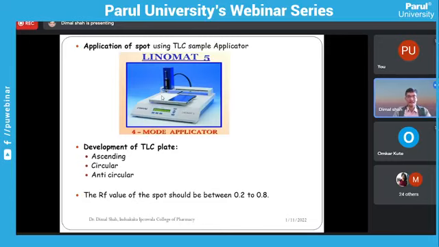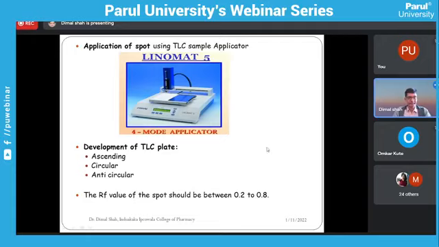These advantages can be taken care of by an automatic TLC sample applicator. And once your sample is applied, you can go with development of a TLC plate. Normally we prefer the ascending mode of separation, but circular and anti-circular methods can also be used. We want the Rf value of all the bands between 0.2 and 0.8.